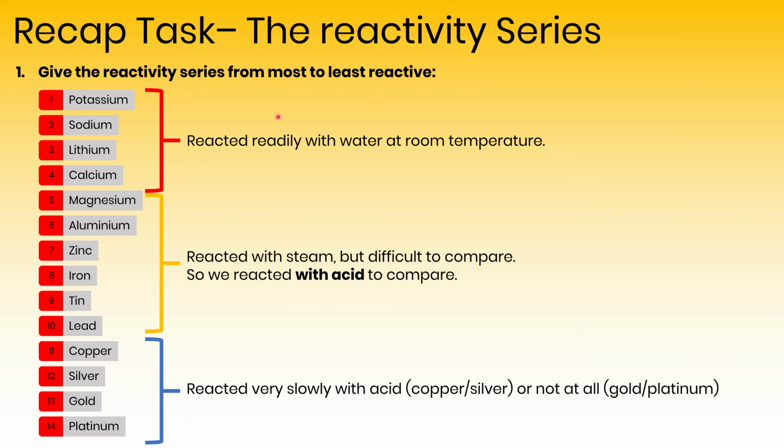So, to summarise, the first 4 metals reacted readily with water at room temperature. They gave off lots of hydrogen gas in the process. The next set of metals would react with steam, so still water but at a higher temperature, but it was difficult to compare their reactivities, so instead we reacted them with acid. Finally, copper, silver, gold and platinum. Well, copper and silver would react very slowly with acid, but so slow it was difficult to compare them to the rest. And gold and platinum didn't react with acid at all, being the least reactive of our metals.